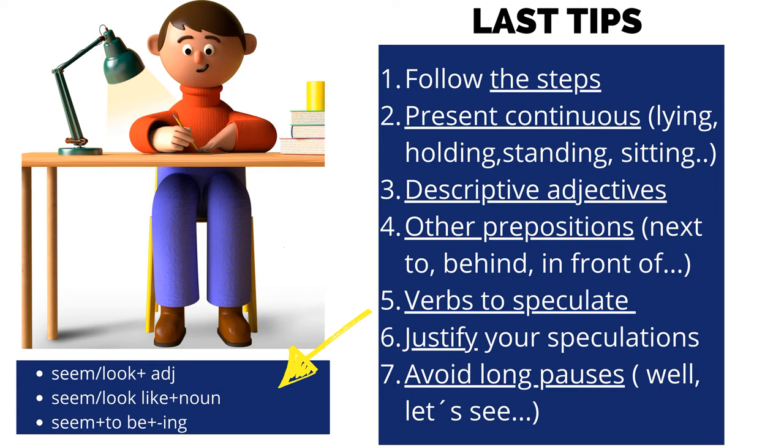Use descriptive adjectives. For instance, in the last picture, you could say "beautiful knitted scarves." Apart from the prepositions to describe location mentioned above, there are some more, such as "next to," "behind," "in front of," "opposite," "over," "above," or "below." Verbs to speculate can be "look" or "seem" plus adjective, or "look" and "seem" "like" plus a noun, or "seem to be" plus -ing. Justify your speculation, since otherwise it may seem as if you had learned them by heart, no matter what picture you have to describe. And finally, avoid long pauses.